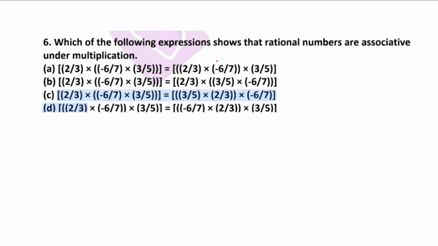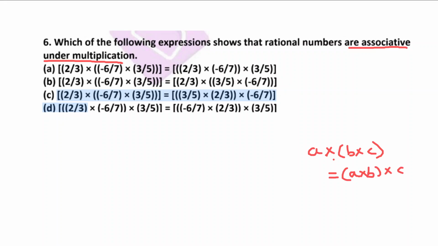Okay, now let us solve this problem. Which of the following expressions shows that rational numbers are associative? Associative means the order in which we do the operation does not matter. Say (A into B) into C should be equal to A into (B into C), like this. Under multiplication, this is the associative property.